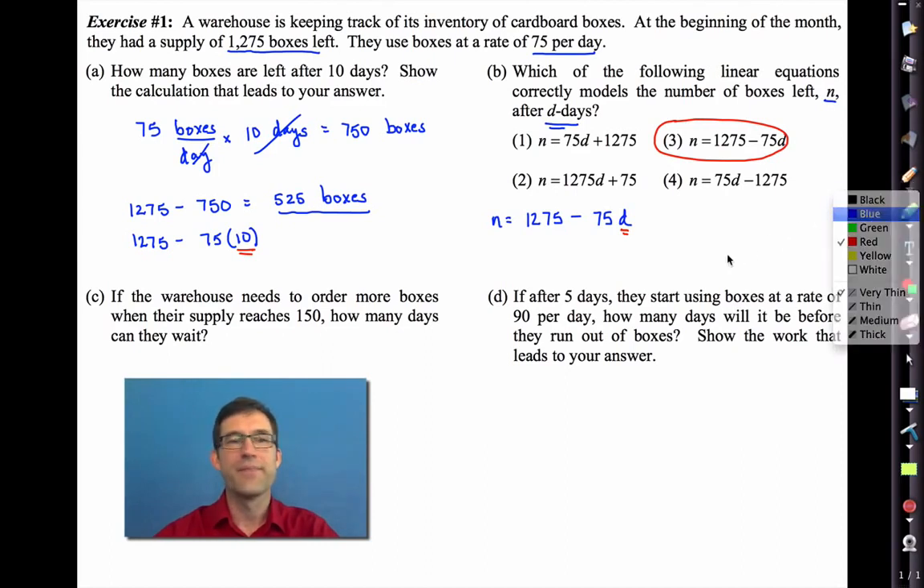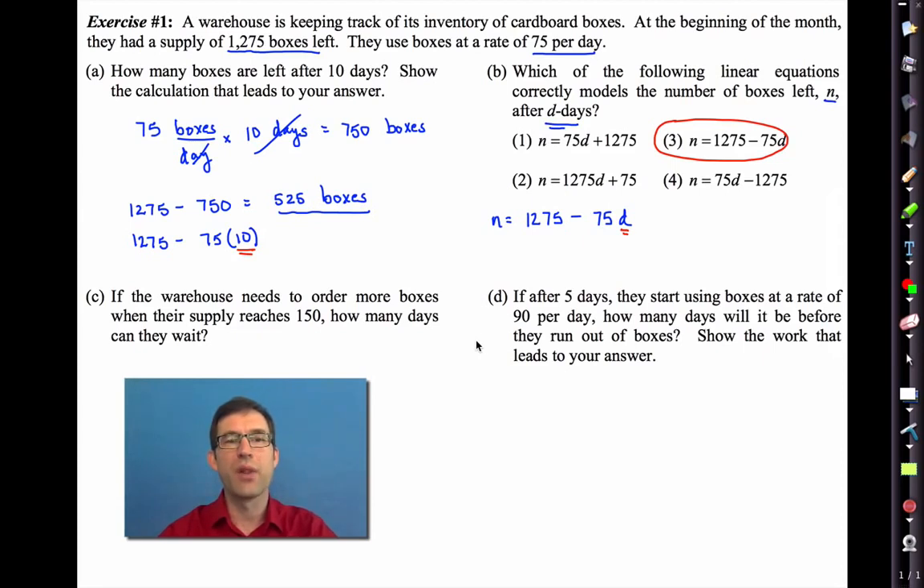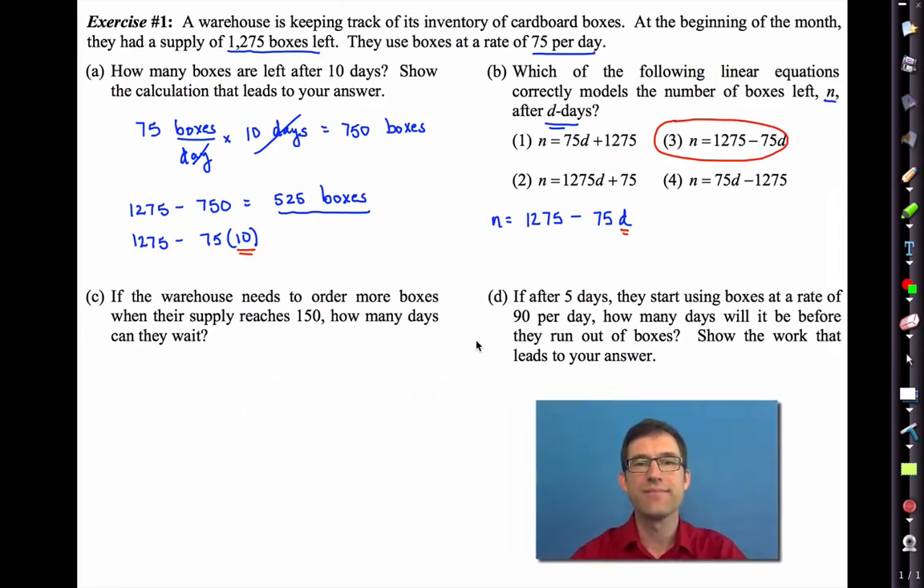All right? Let's take a look at C. If the warehouse needs to order more boxes when their supply reaches 150, how many days can they wait? Pause the video now, see if you can figure this out. All right, let's go through it.